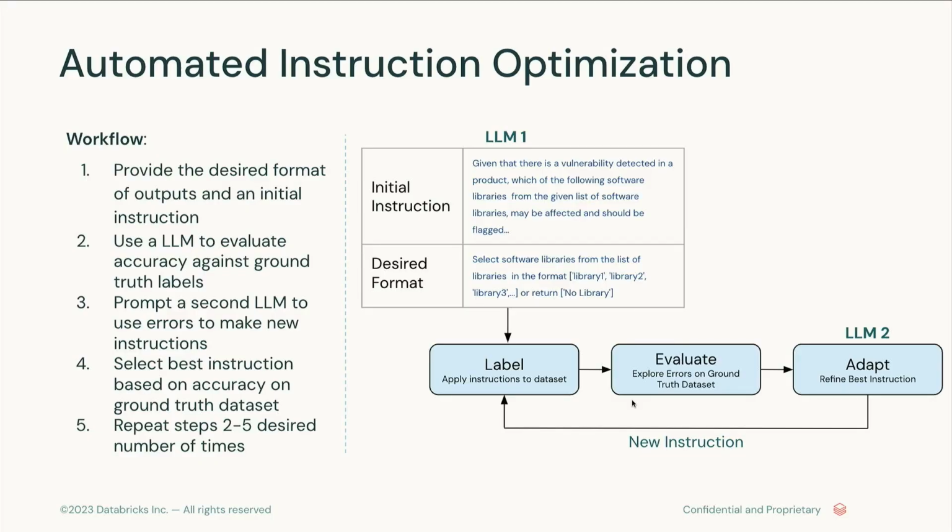And then we get the errors on this ground truth data set. But we ask another LLM to refine the prompt in the next iteration so that you get better accuracy. We keep repeating. Now we have the new instruction and we again provide the ground truth data set until we reach a specific accuracy which we are comfortable with. We keep repeating the steps. You could set a threshold, like the accuracy has to be this much on your ground truth data set. So that's how you refine the prompt.